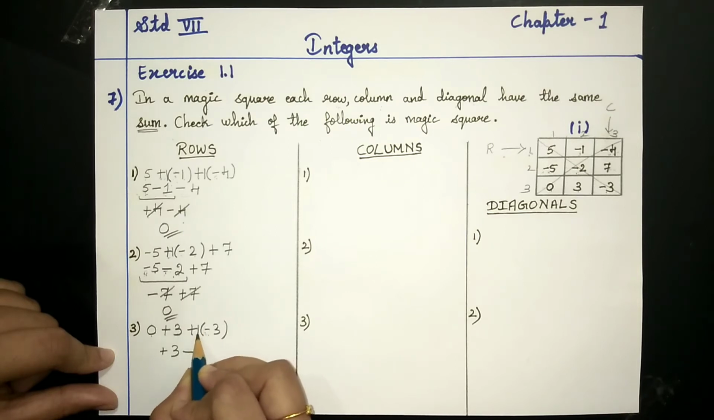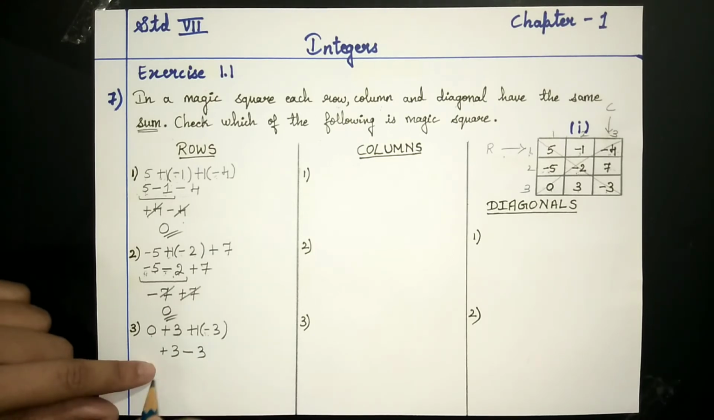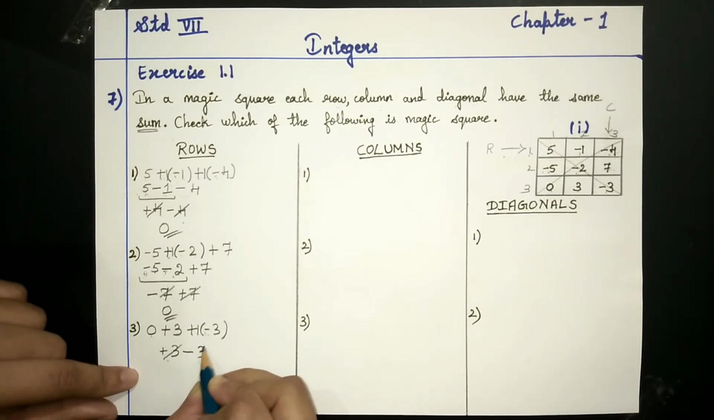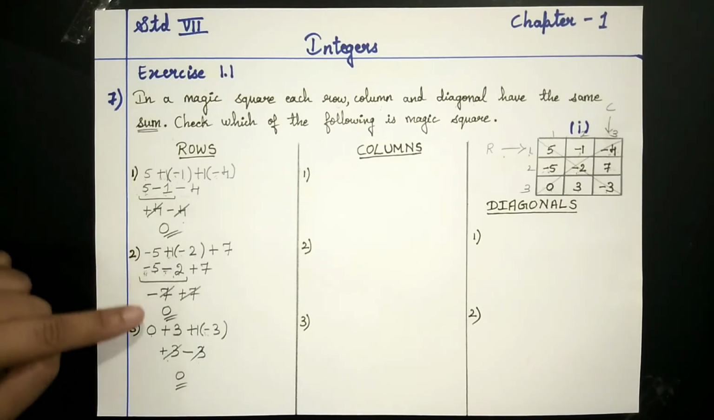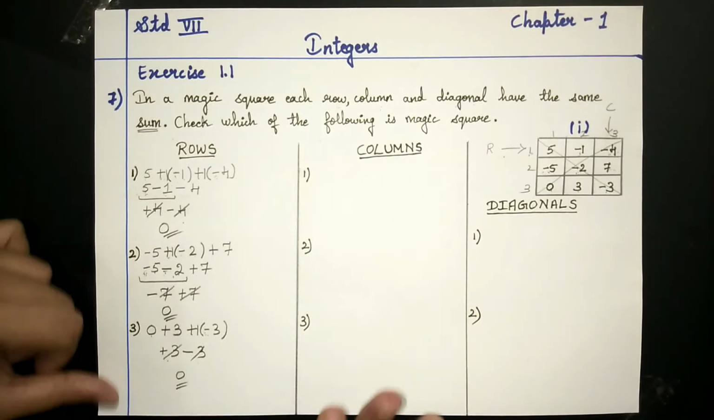There is no number outside the bracket, so let me assume the number to be 1. 1 times 3 is 3. You can see again you have got additive inverses, plus 3 minus 3. So you can just cancel them out and the answer becomes 0. So you see all the rows are having the answer 0. Now let us check for the columns.